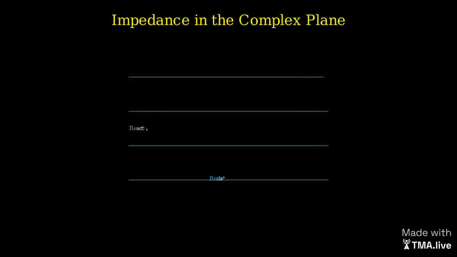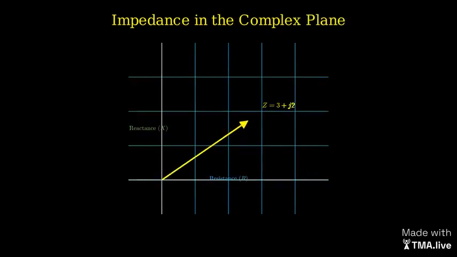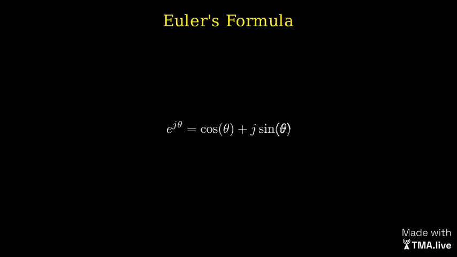Imaginary numbers aren't just mathematical tricks. They represent real physical phenomena like phase shifts and energy storage in reactive components. The j indicates a 90-degree phase relationship. Now let's explore frequency response in video 5.3.